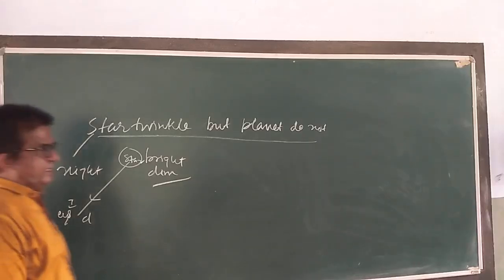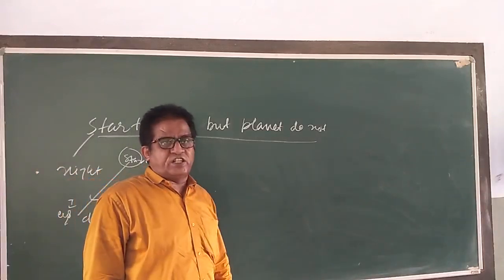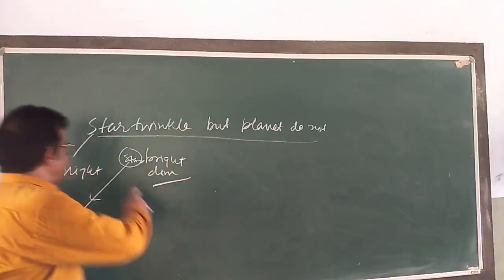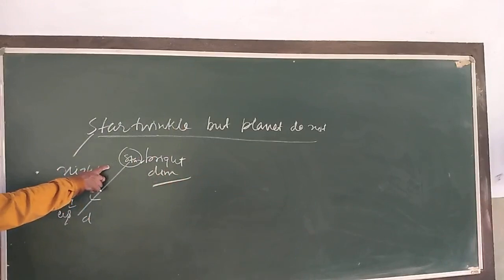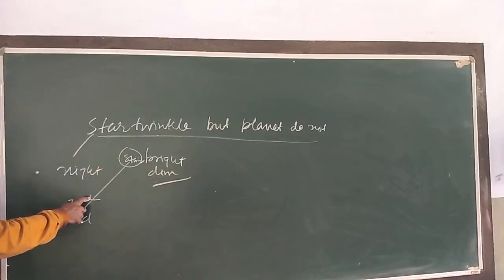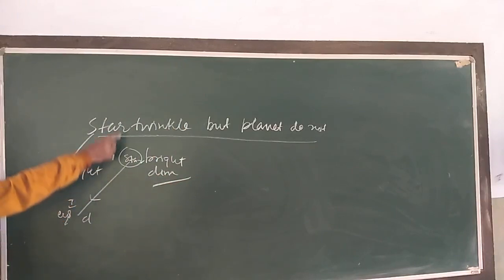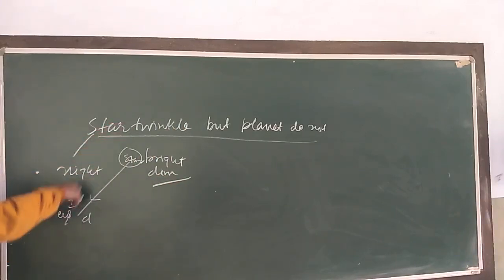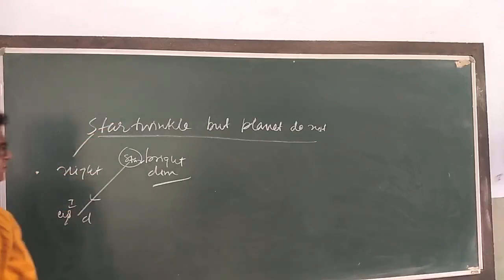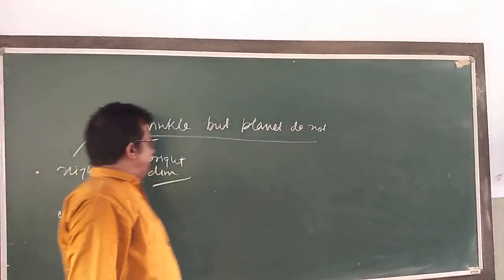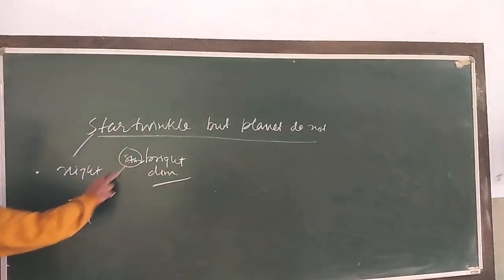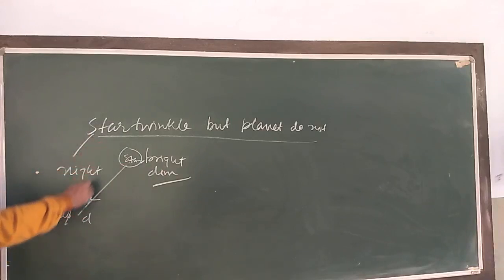Light from the star first travels in vacuum, then enters the earth's atmosphere. The density of air increases towards the surface of the earth. So light from the stars travels from rarer to the denser medium, bending every time towards the normal. So this is the reason for the twinkling of stars.